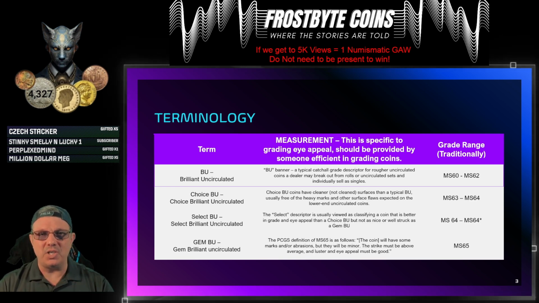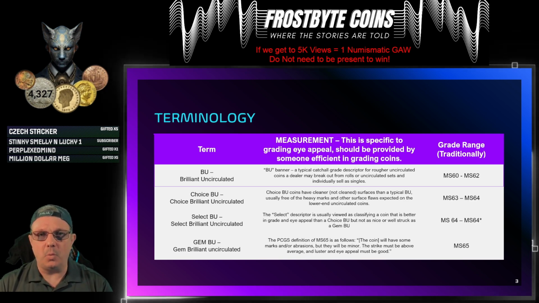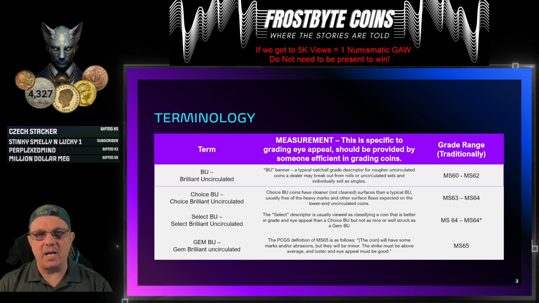So if you see something GEM BU, you're really looking for that MS65 grade. Now, a lot of people have said coins are GEM BU, but they come back at 63, 64. So again, it's really important that the buyer beware. Caveat emptor. This is very important because it's up to the buyer to validate and verify what's been said.